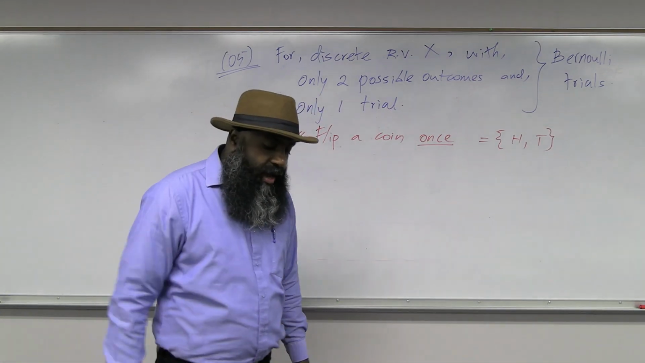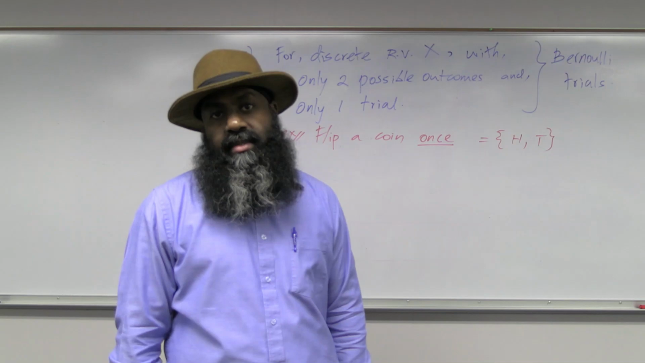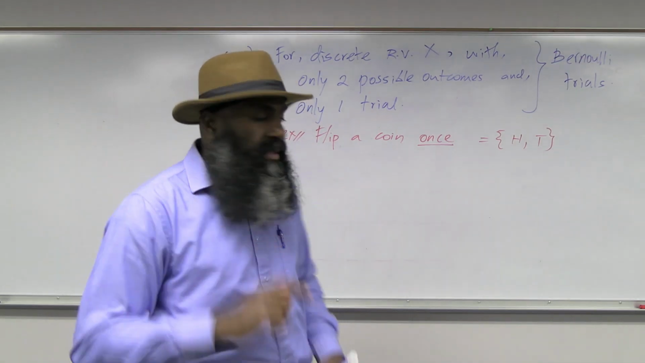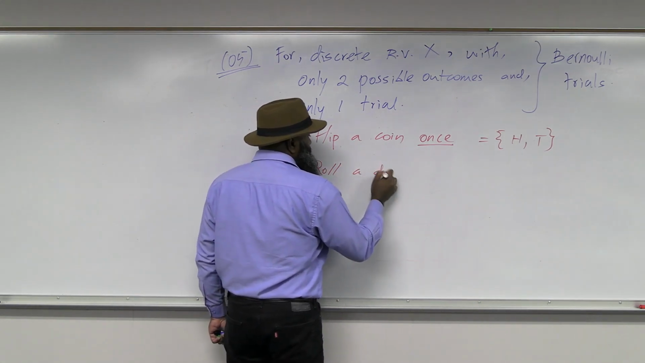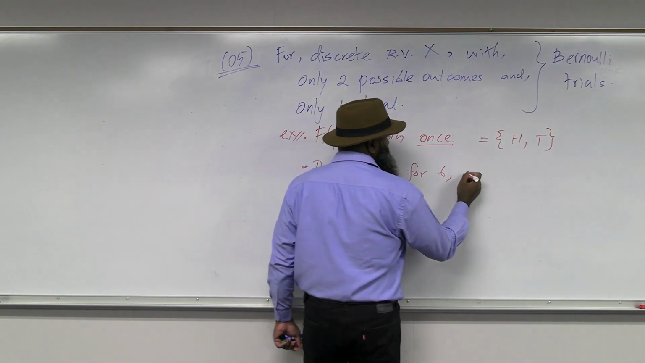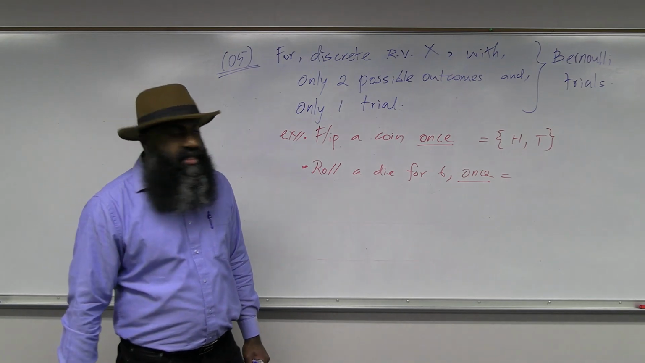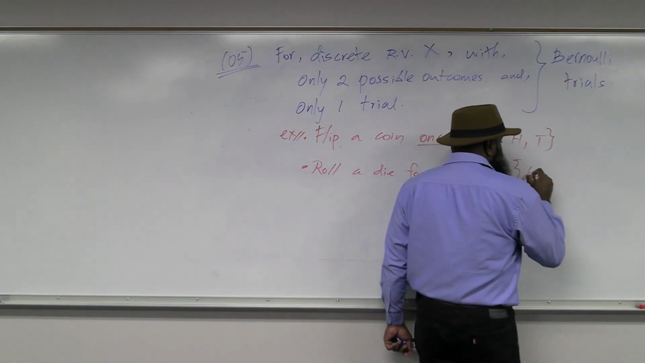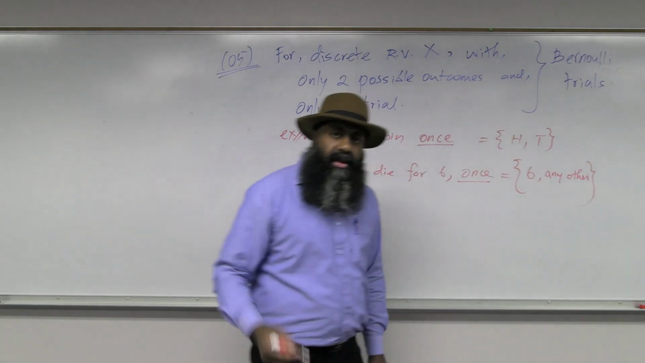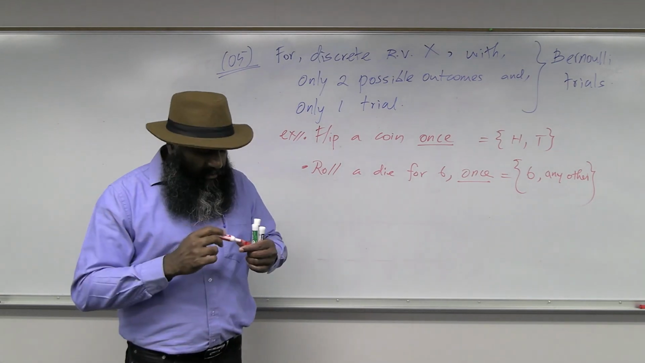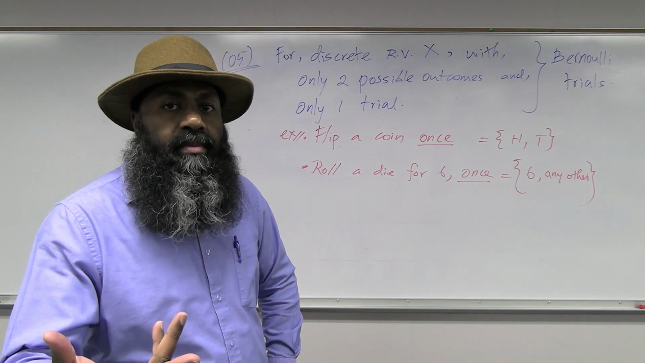And let's say I need to roll a die and I need 6. I'm not interested in any of the other numbers. Roll a die for 6, and we do it only 1 time. So what are the possible outcomes? I can have 6 or any other number, just 2 outcomes. Think about a patient's recovery from a sickness.